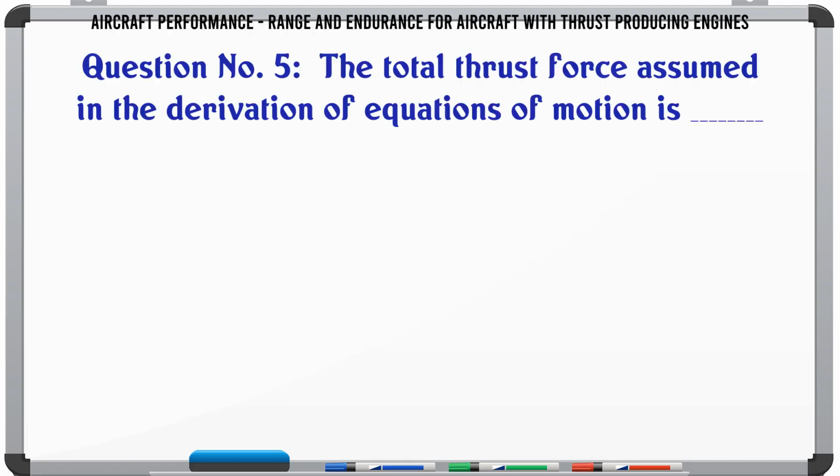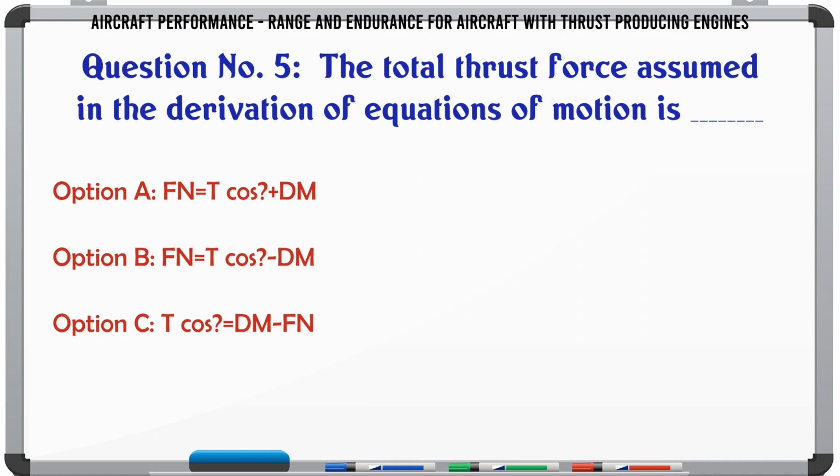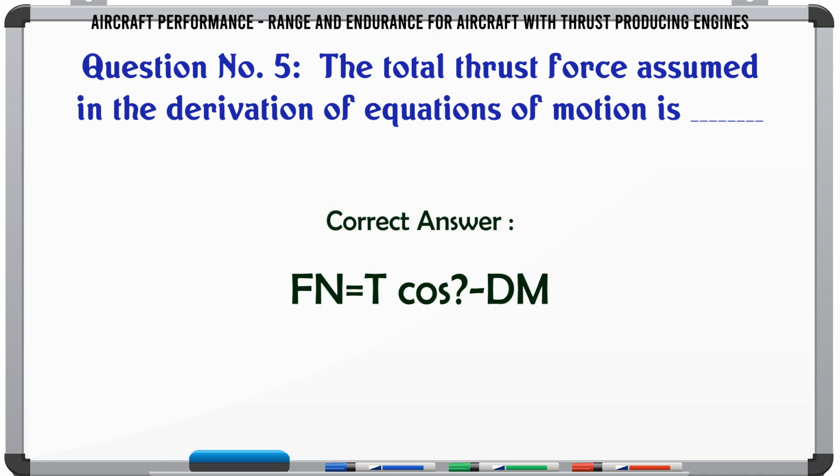The total thrust force assumed in the derivation of equations of motion is A. Fn T cos dm. B. Fn T cos dm. C. T cos dm Fn. D. dm T cos Fn. The correct answer is Fn T cos dm.